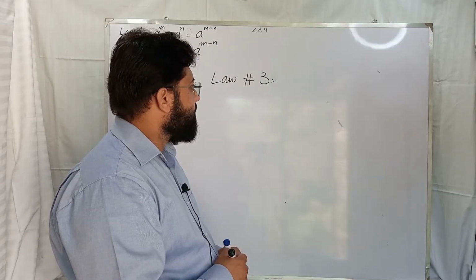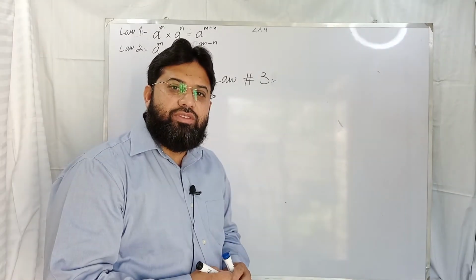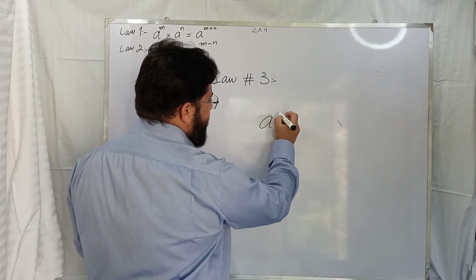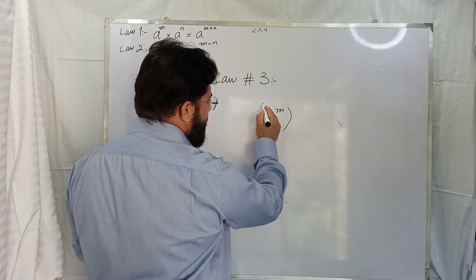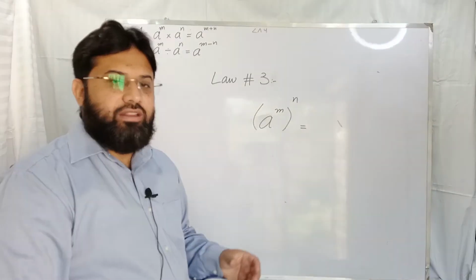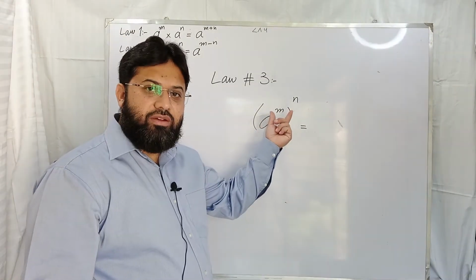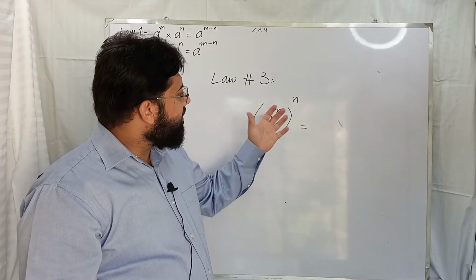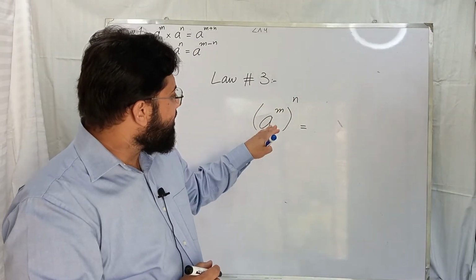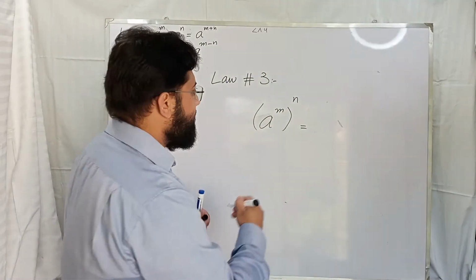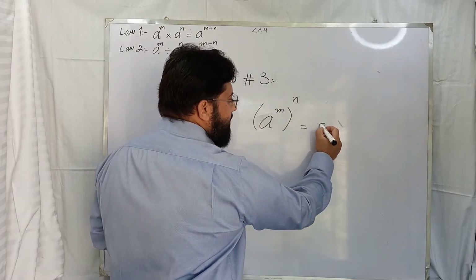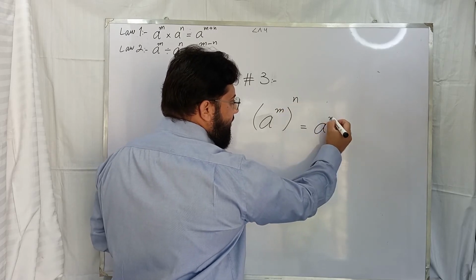Clear? Law number 3 says (a to the power m) to the power n. What does it mean? For example, if a is already having a power m, and the whole number is again having a power n, so there is a power in a power. So this law says, if there is a power in a power, what happens? a to the power m to the whole power n, so the powers are going to multiply each other.